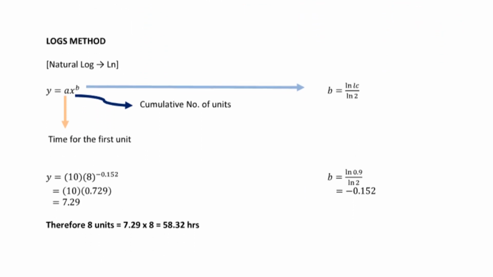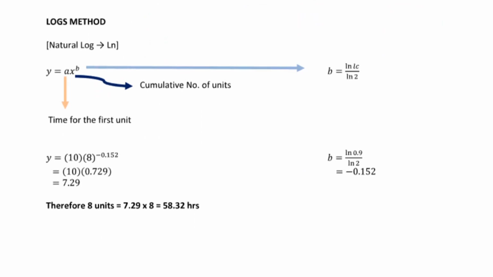Now, the last method is based on logs. The chance of this coming in the exam is slim, but you still have to know it, because if the question is specific, you have to know how to apply this. So we use the formula y is equal to ax to the power b. Firstly, note that b is only on the x. In other words, the exponent only relates to the x. It doesn't relate to the a.